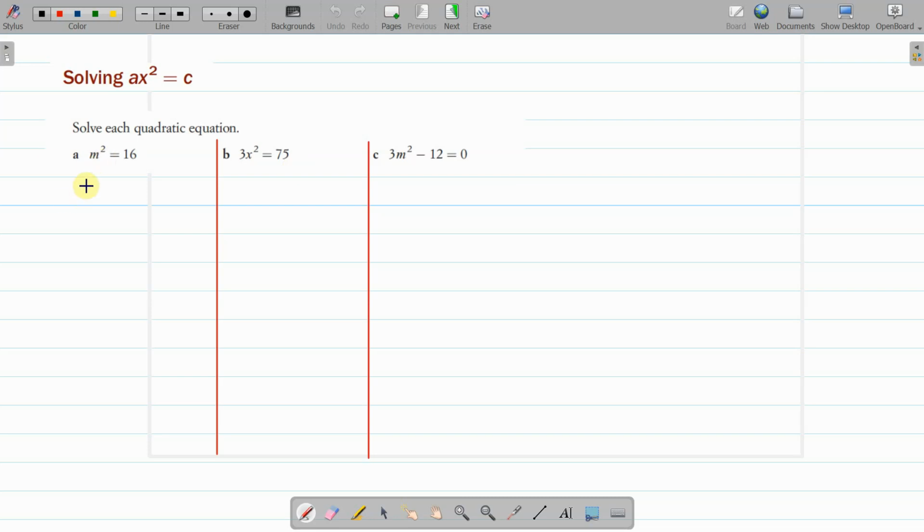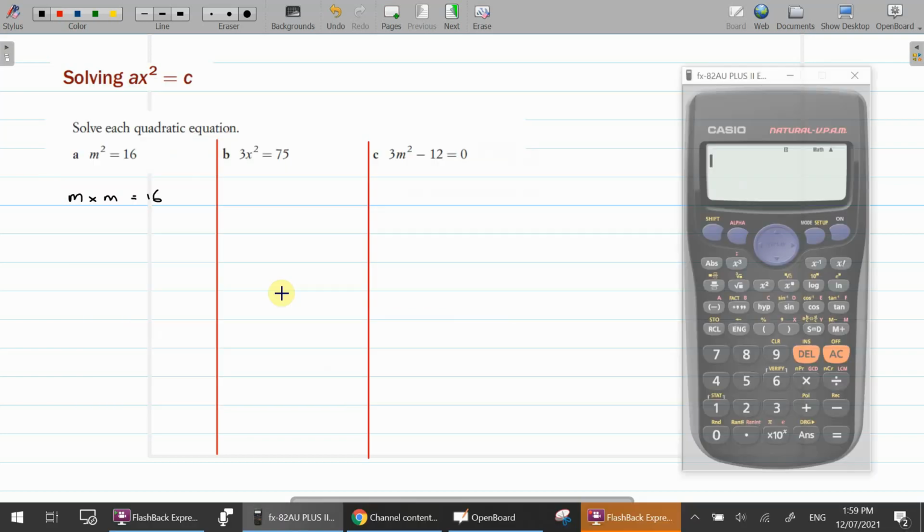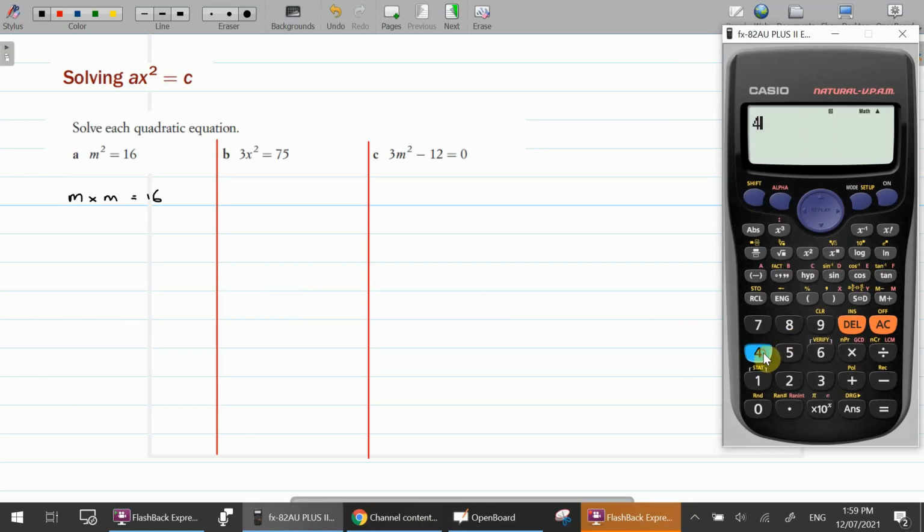So firstly, m squared equals 16. Now there's a couple of ways to look at it. The first way is to think of it as m times m. That's m squared equals 16. And going by the calculator, we should know that it's 4 times 4 equals 16.